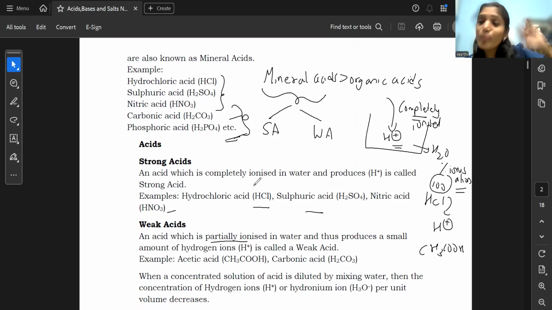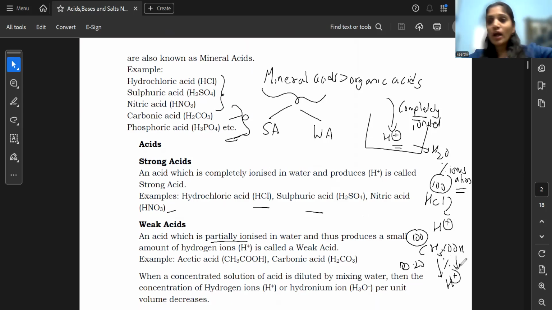In mineral acids, which two are weak? Carbonic acid is weak and phosphoric acid is weak. Now in the same way, if I take 100 molecules of ethanoic acid or acetic acid, hardly 10 to 20 molecules undergo dissociation to give H plus. So the degree of ionization is very much less. If it is HCl, almost all the molecules get ionized to give H plus ions. But with a weak acid, very few molecules dissociate to give H plus. So in weak acids, I call it partial ionization.